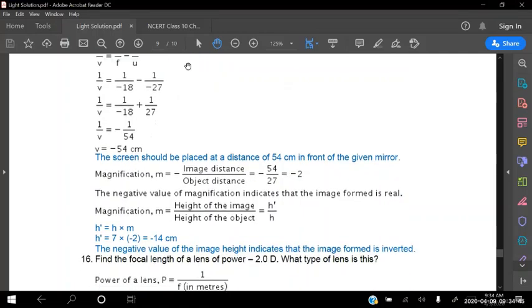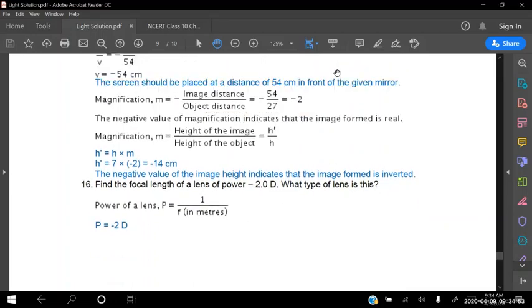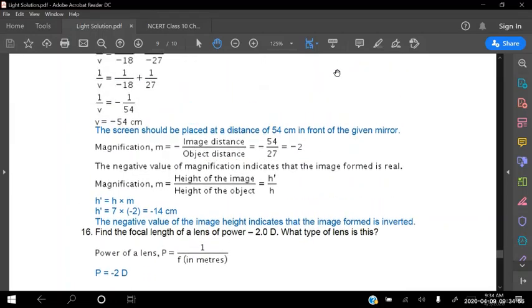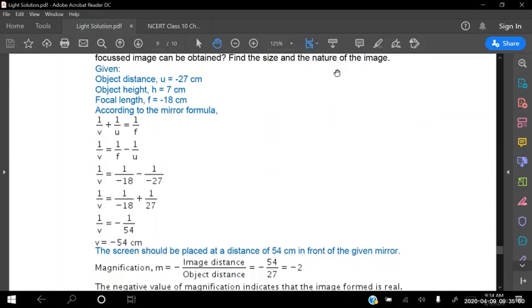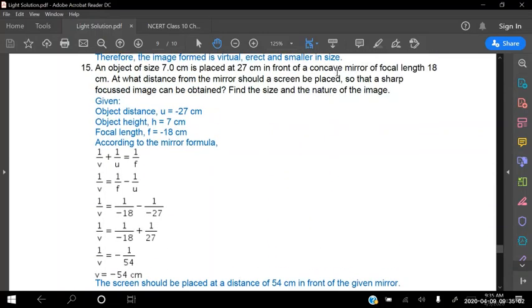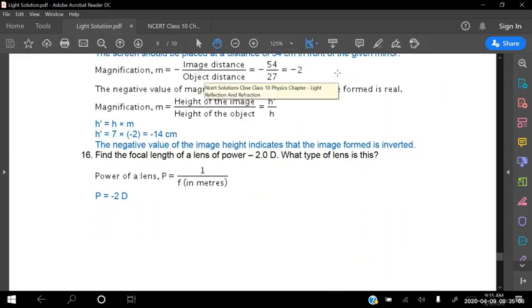Magnification is -2, minus means real image. So this is what they have given, even size is there. So this is a complete question. If you follow these steps, this is the maximum thing they can ask, size as well. I'm just finishing it fast because time is running.